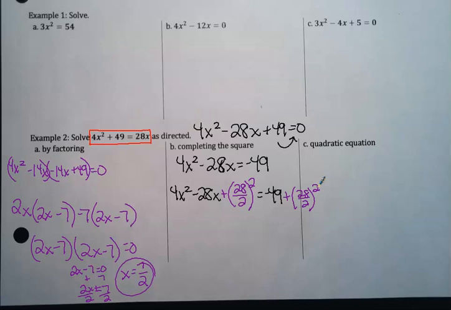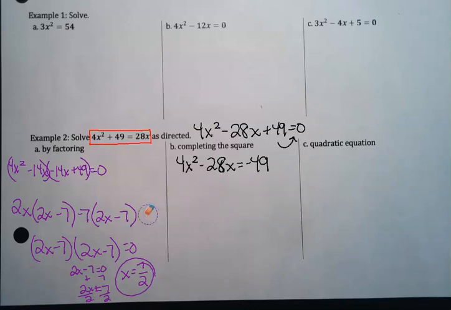Oh, you know what I forgot to do? Dang it, these numbers are big. I knew it. I also have to divide by 4 first. I get ahead of myself sometimes. So divide by 4. So then we would have x squared minus 28 divided by 4 is 7x equals negative 49 fourths, which is just that ugly number that nobody wants to have to deal with.